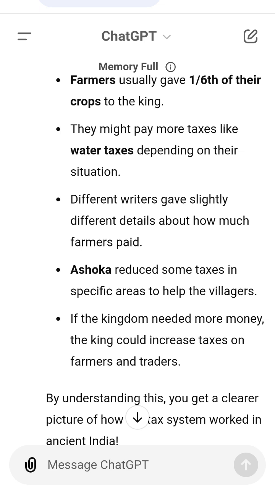Recap. Farmers usually gave 1/6 of their crops to the king. They might pay more taxes, like water taxes, depending on their situation. Different writers gave slightly different details about how much farmers paid. Ashoka reduced some taxes in specific areas to help the villagers. If the kingdom needed more money, the king could increase taxes on farmers and traders. By understanding this, you get a clearer picture of how the tax system worked in ancient India.